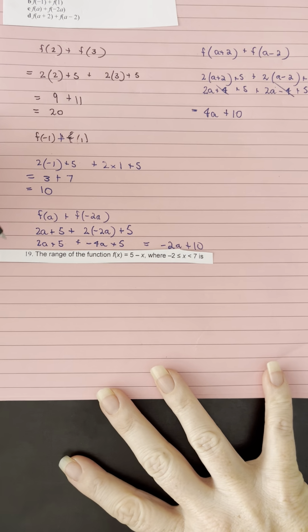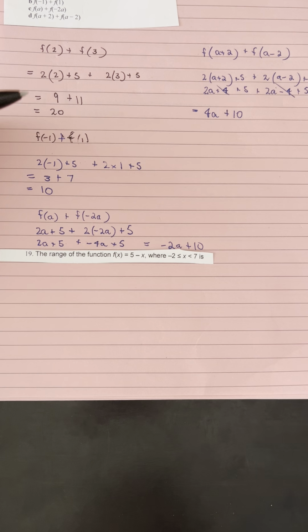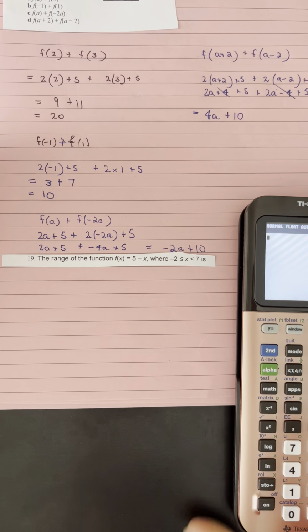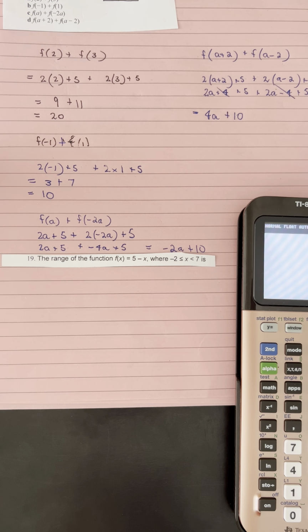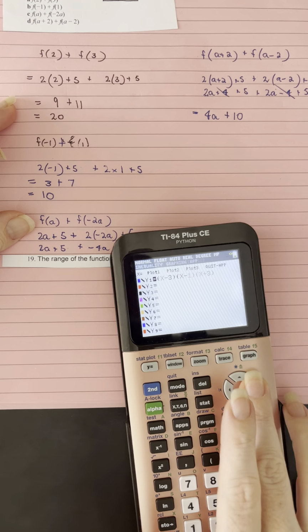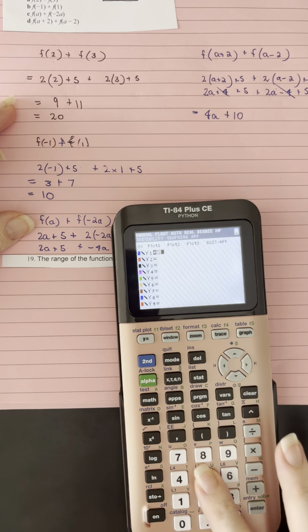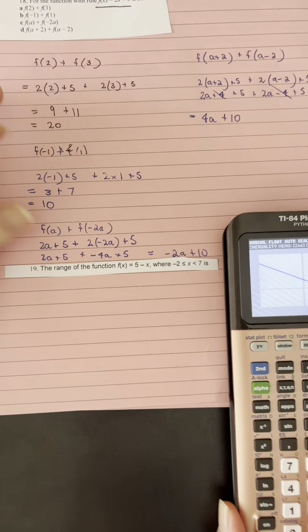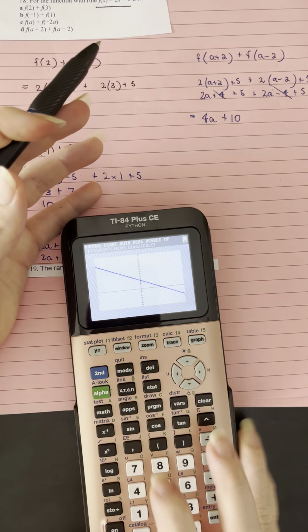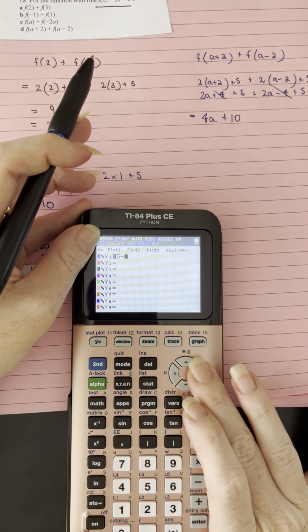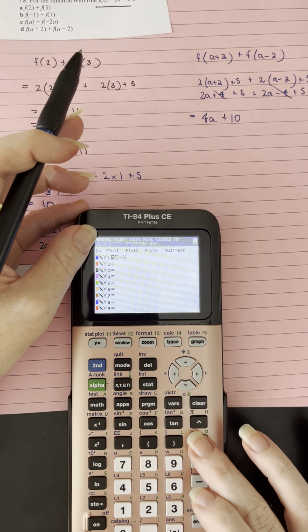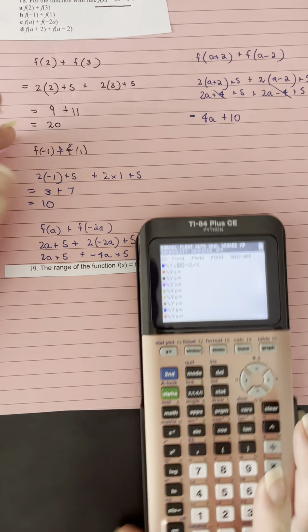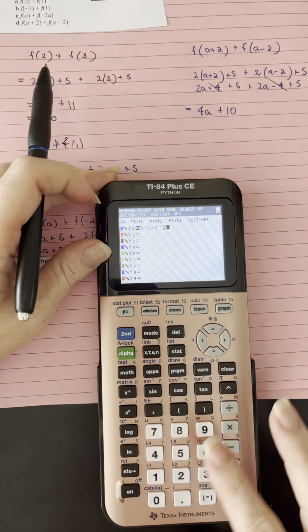The next one we have looks at the range of a function. So what we can do is we can have a look at our calculator if we want. It is a linear function, so we know we could just sub the values in. So I'm going to pop it in so you can see we've got 5 take away x, and you can see that linear function there. We're only going between -2 and 7, so we could restrict the domain for that.